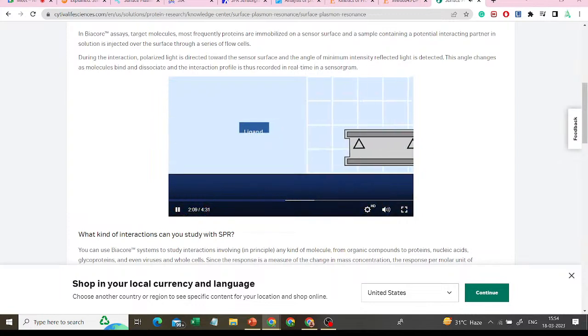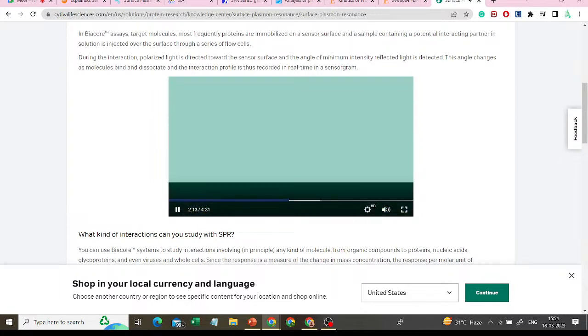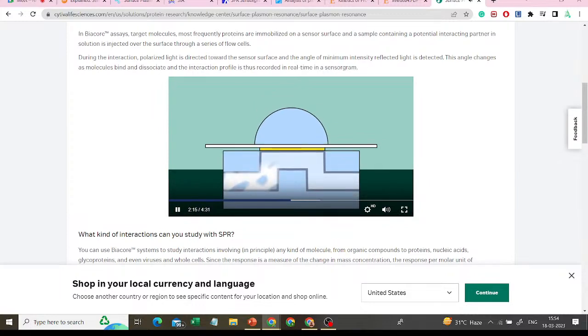The sensor chip is docked into the BioCore instrument, and the microfluidic system is primed with buffer. Next, the ligand is injected and attached to the sensor chip using a capture-based or covalent coupling approach. During analysis, the other binding partner, the analyte, is injected from a microplate or a vial. The microfluidic system delivers it free in solution over the sensor chip surface.